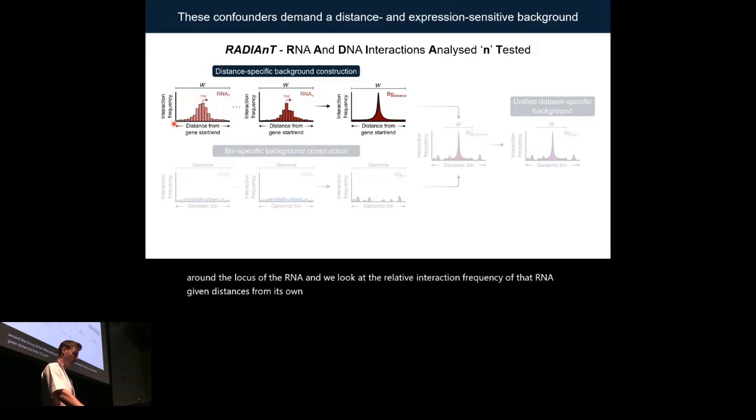And we do that across all the RNAs in the data set, and if we take a mean of those values, we can come up with quite a nice background distribution that you can see would decay as you go further and further away from the RNA's own locus.